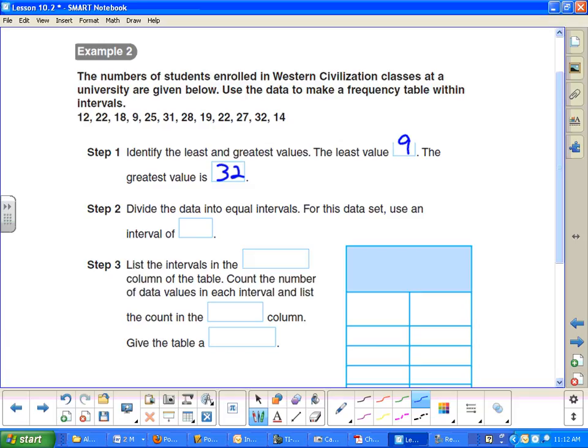What would be some good numbers to use for that? How wide of an interval should we have? Would going by 2s be okay? Or should we use 3s, or maybe 5s, 10s, or 20s? What do you think? So let's think about from 32 to 9. How far is that?